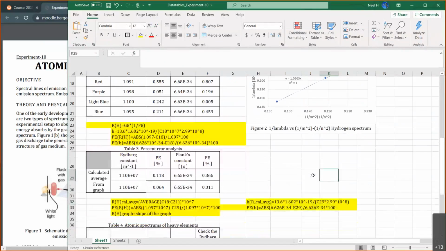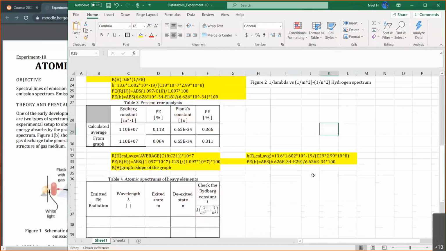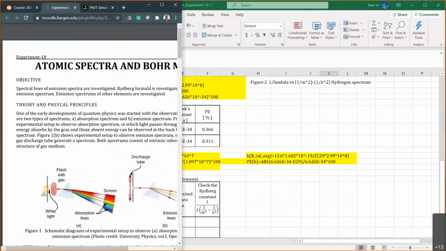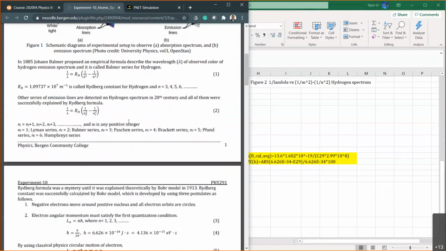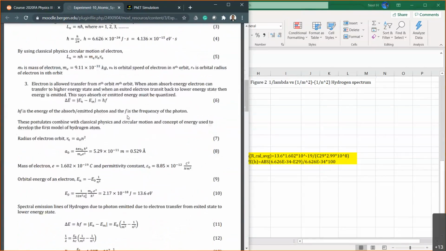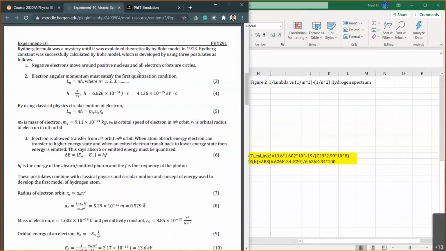Okay, so let's check out the other heavy elements, because not only hydrogen can do this. The observation we did for the hydrogen gas discharge tubes can be done with other types of gases too. Okay, so let's take a look. I included a little bit of information here.